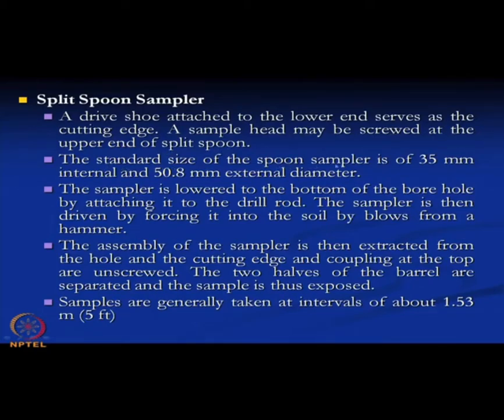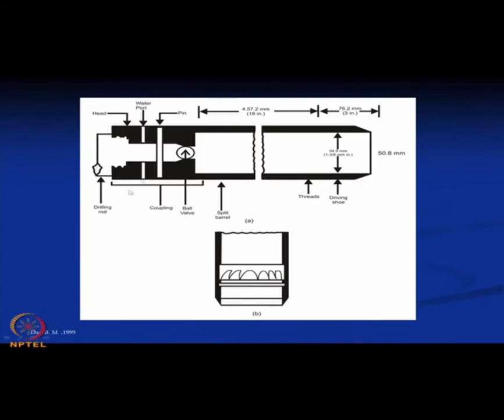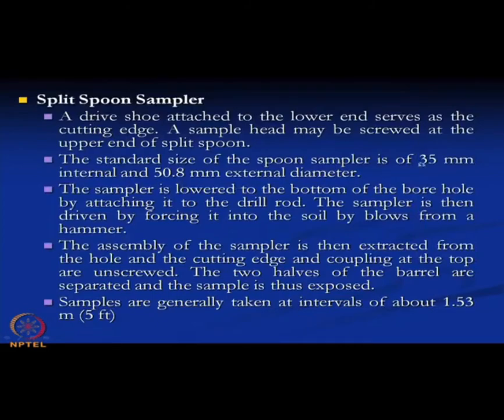The standard size of the split spoon sampler is 50.8 mm external diameter and 35 mm internal diameter. So, this is the 50.8 external diameter and 35 millimeter is the internal diameter. The sampler is lowered to the bottom of the borehole by the drill rod. The sampler is then driven into the soil by blows from the hammer.